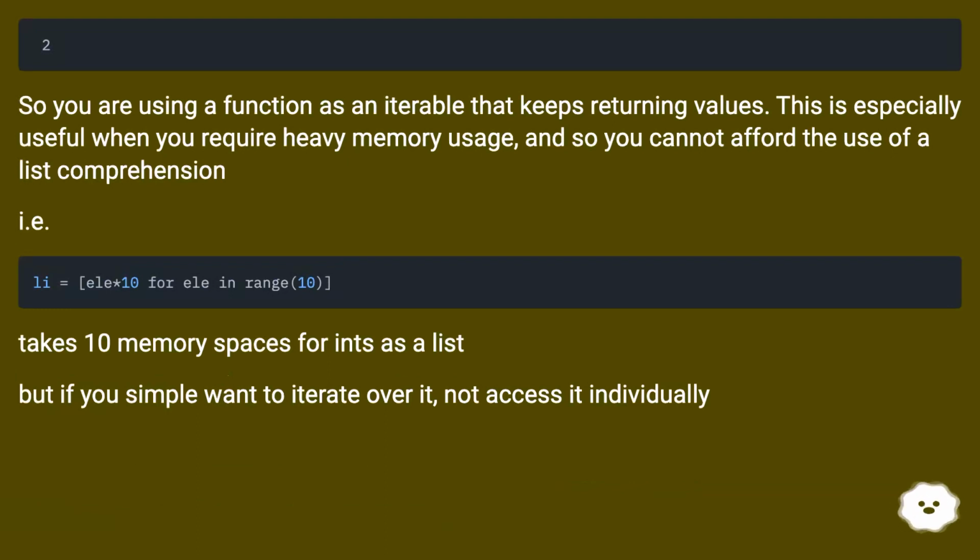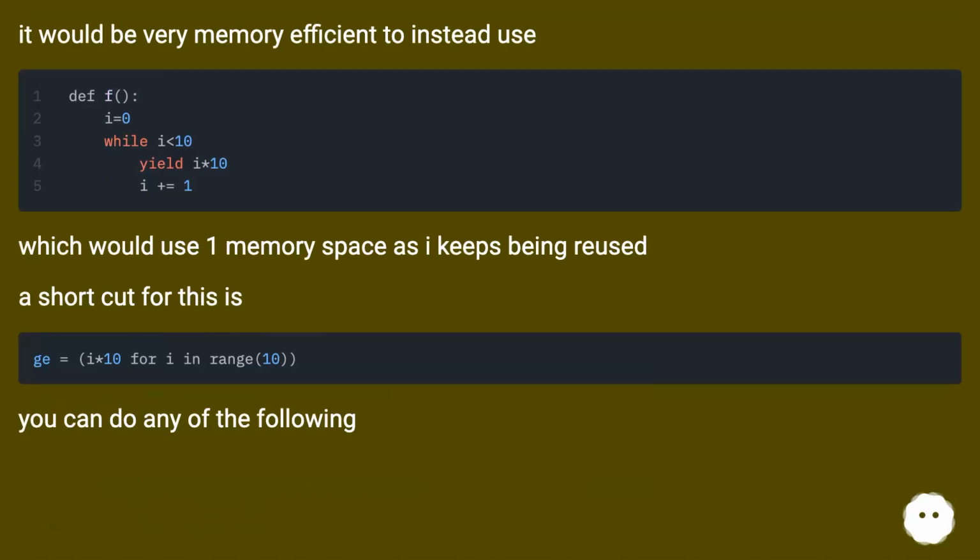This is especially useful when you require heavy memory usage, and so you cannot afford the use of a list comprehension, i.e. this takes 10 memory spaces for int as a list. But if you simply want to iterate over it, not access it individually, it would be very memory efficient to instead use this, which would use one memory space as i keeps being reused.